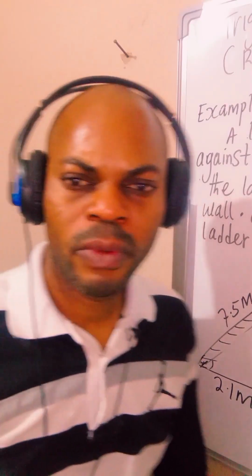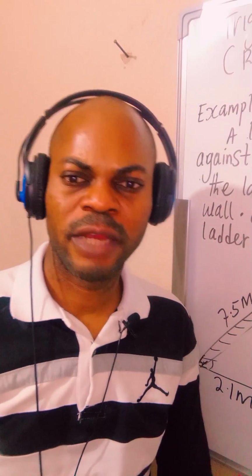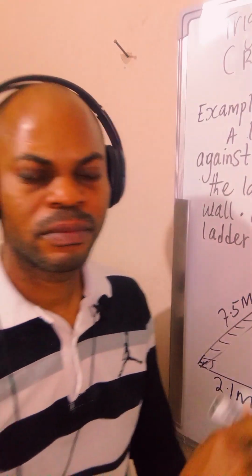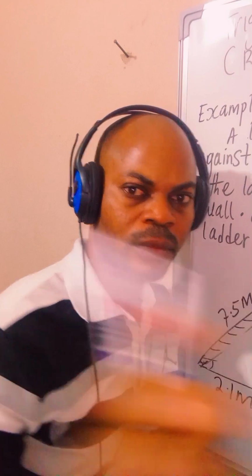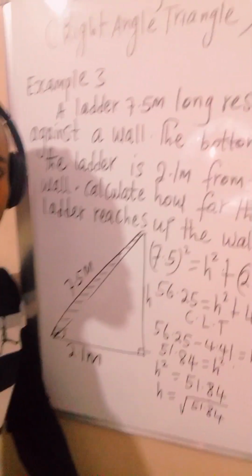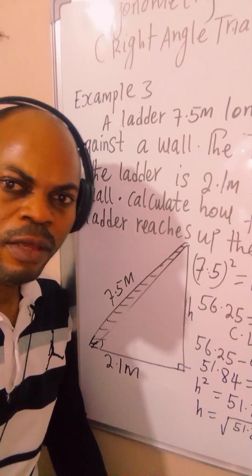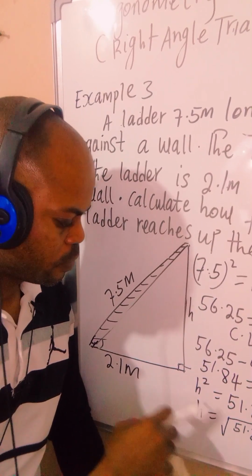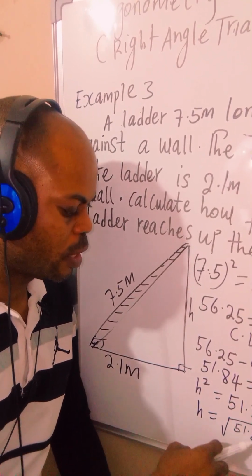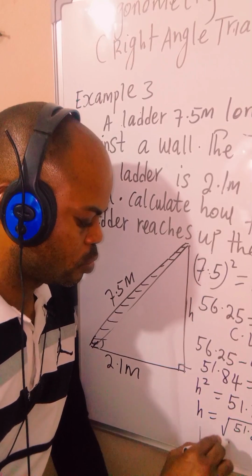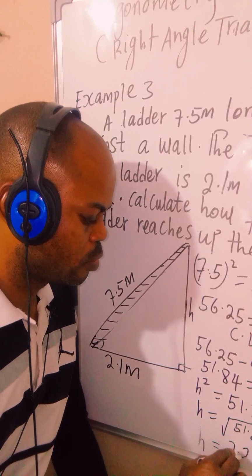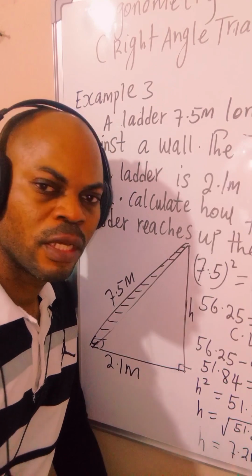If you take the square root of 51.84, you're going to have h equal to 7.2 meter.